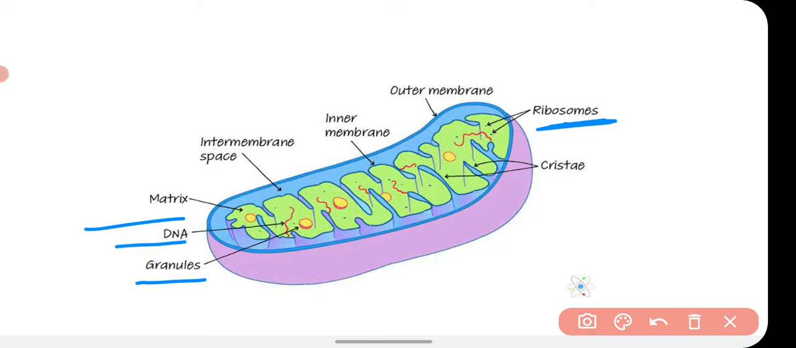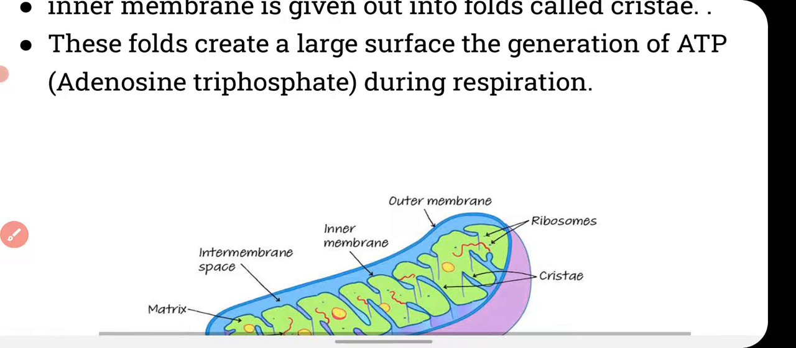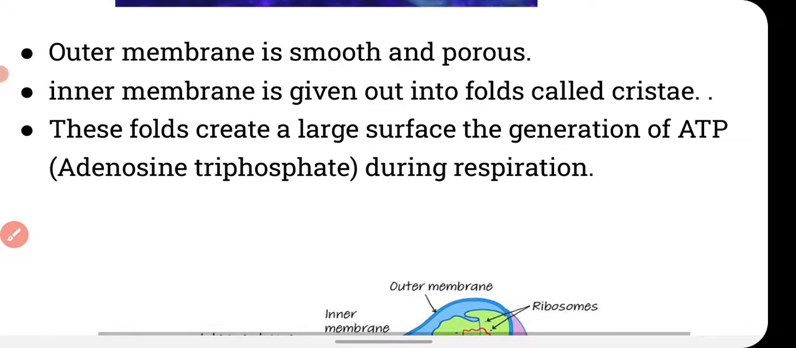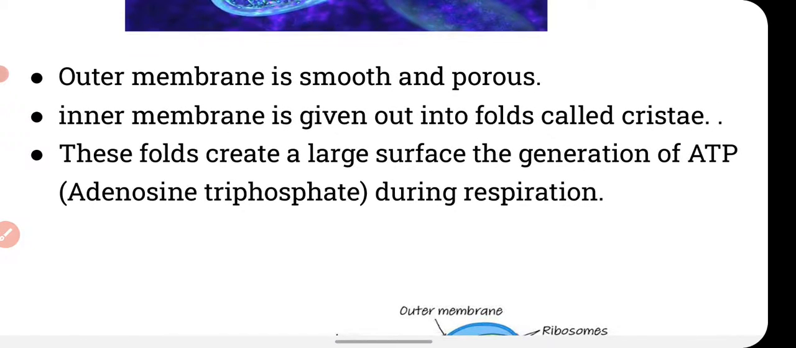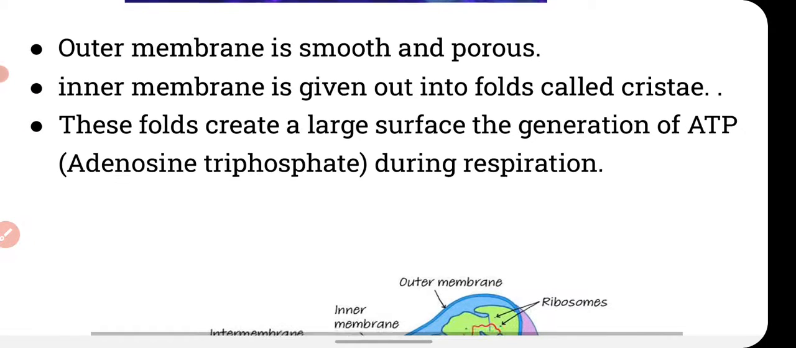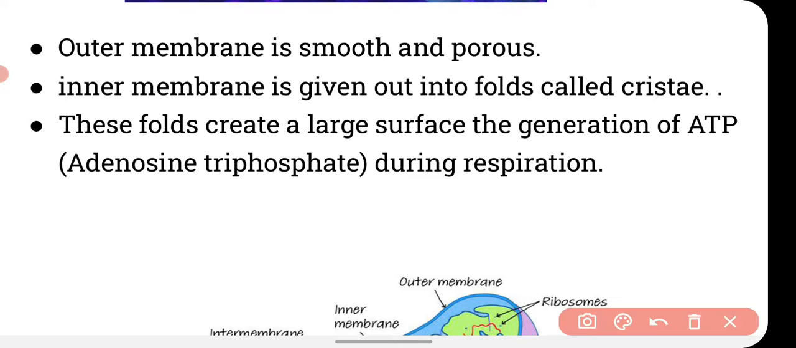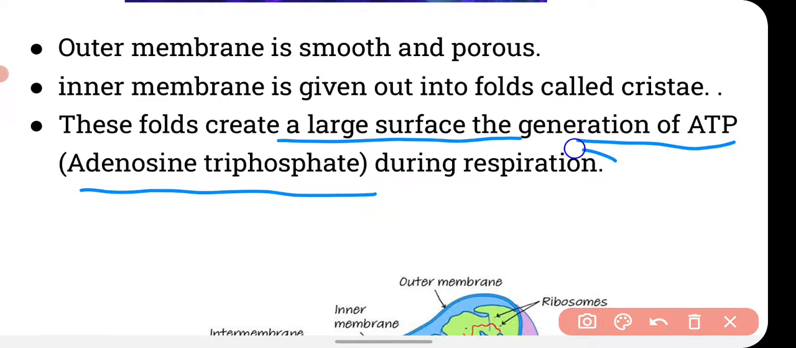And on the surface of cristae there are some particles found, called oxysomes or F1 particles, which are helpful in respiration. And as you know, the folding of the inner membrane is to create a large surface area to generate ATP, adenosine triphosphate, during respiration.